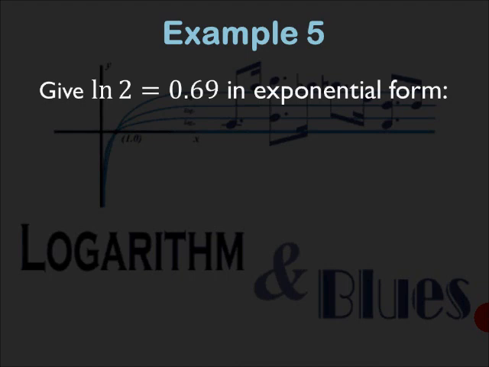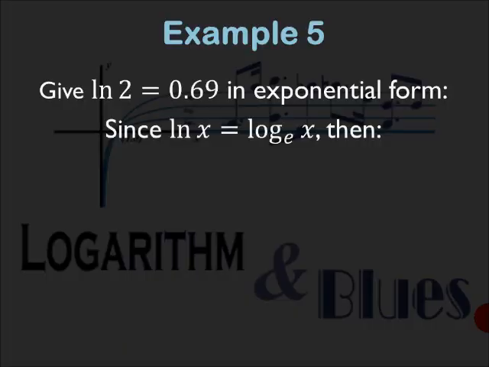Number 5, give the natural log of 2 equals 0.69 in exponential form. So you're going to rewrite this as an exponent. There's probably going to be an e in it. Since the natural log of x is the log base e of x, e to the 0.69 is equal to 2. And that's your answer.